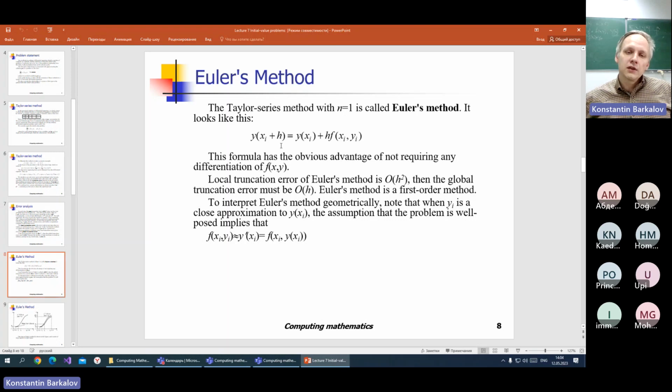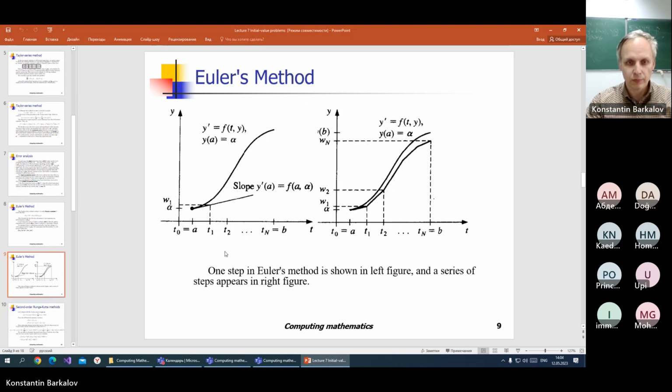And to interpret Euler's method geometrically, note that when yi is a close approximation to y of x, this assumption that the problem is well posed implies that f of xi, yi approximately equals y prime of x equals f of x, y of x.